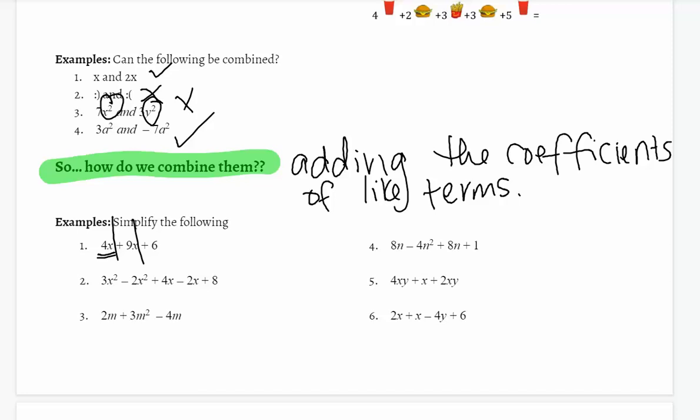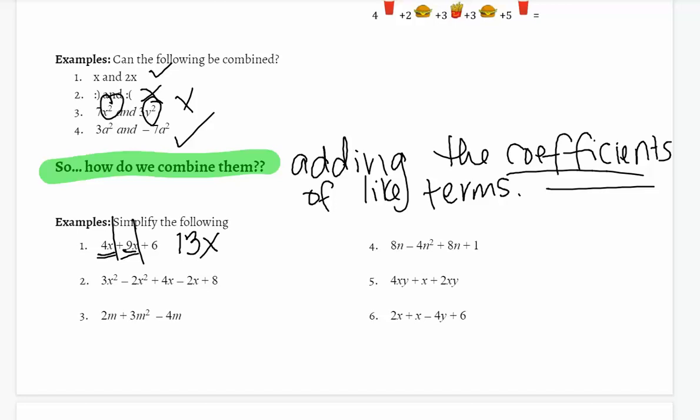Looking at 4x, what is a like term with 4x in that problem? Well, the like term is 9x. So 4x and 9x are like terms because their variables are the same and they have the same exponent. So all I'm doing is adding the coefficients. So what's 4 plus 9? 13. And then I'm just putting an x next to it.